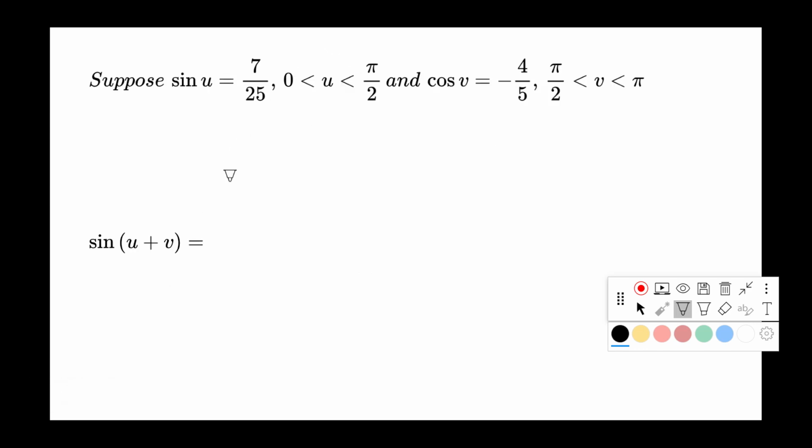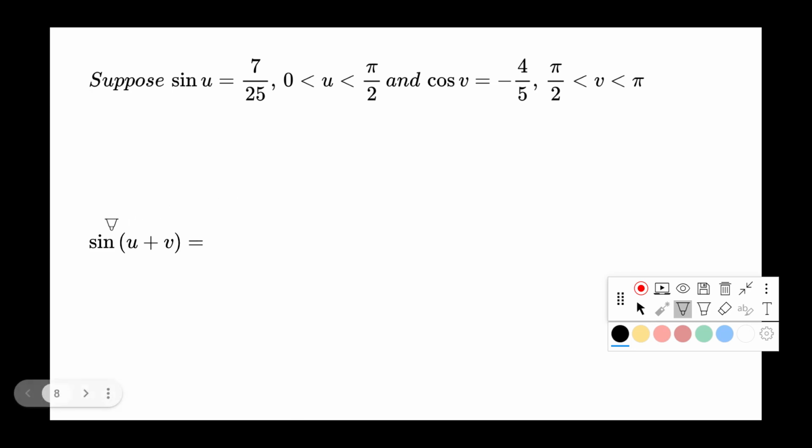And then finally, let's say I were to tell you the sine of u is 7 over 25 if u is between 0 and pi over 2, and the cosine of v is negative 4 over 5 if v is between pi over 2 and pi. I want you to find for me the sine of u plus v. So you're going to look at this, and you're going to say, well, wait a minute, 7 over 25, that's not a ratio off the unit circle. Neither is negative 4 over 5. Well, if it's not a ratio off the unit circle, how do we work with this? We make triangles for it, and that's what we're going to do.